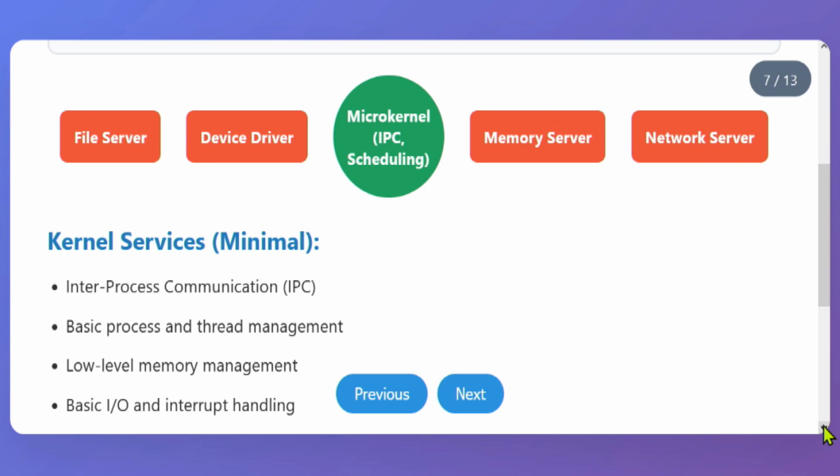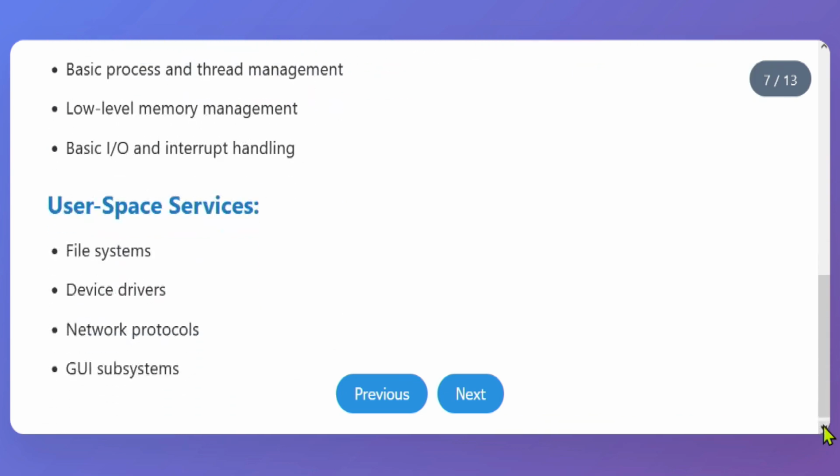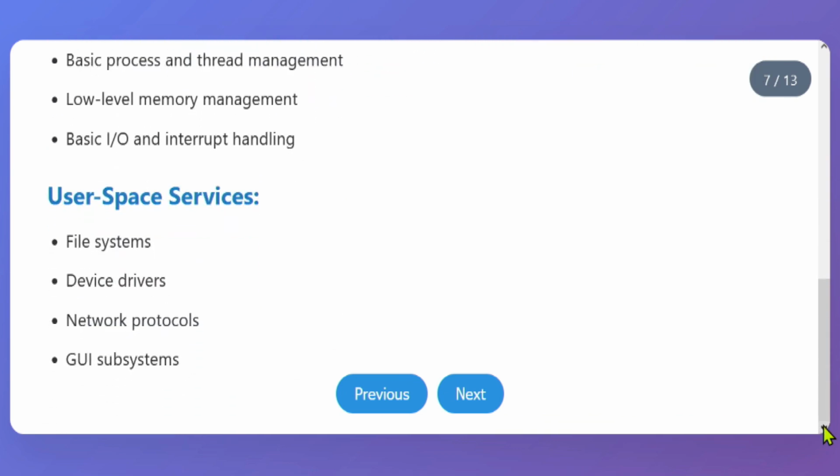In inter-process communication, that is IPC communications, basic process and thread management, low-level memory management and basic I/O and interrupt handling. Then in user space services, it uses file systems, device drivers, network protocols and GUI subsystems. So it splits the user space from the kernel space. So it enhances the processing speed of the operating system architecture.